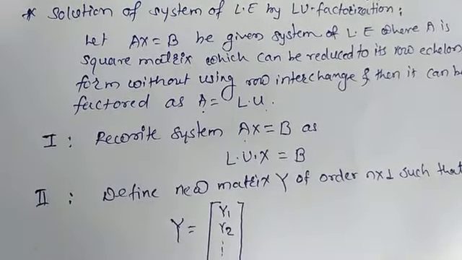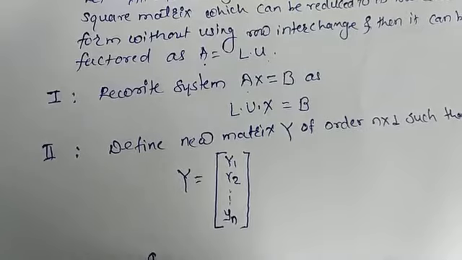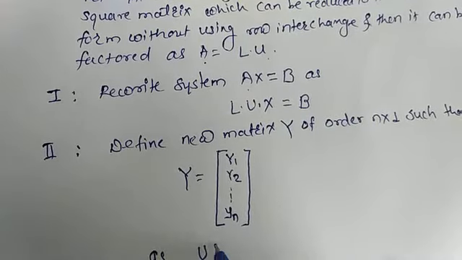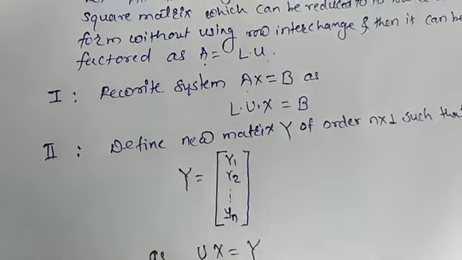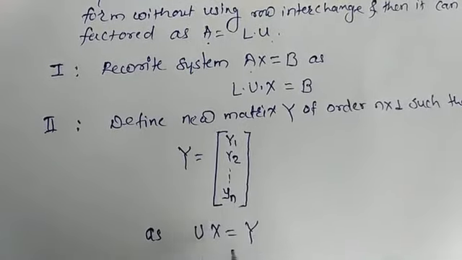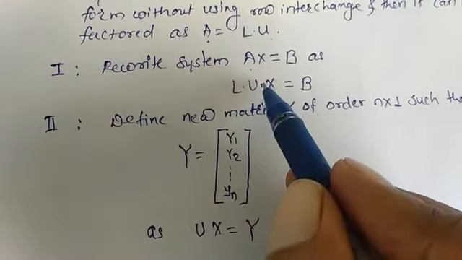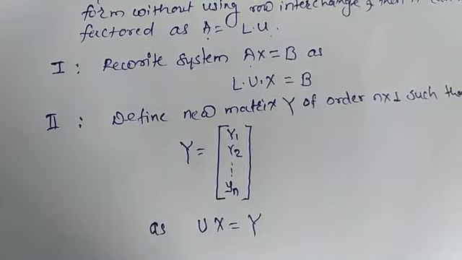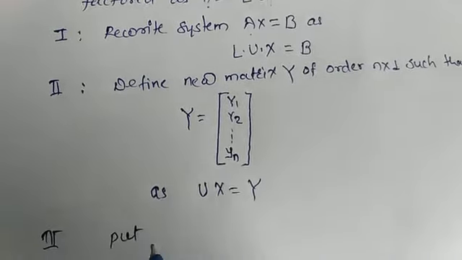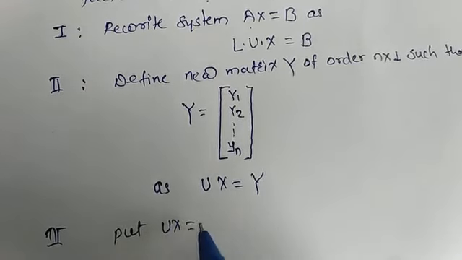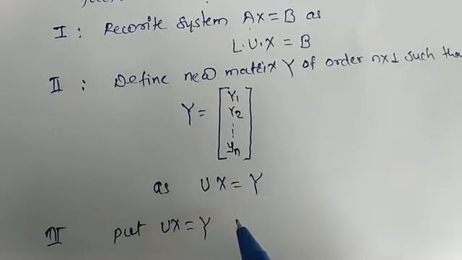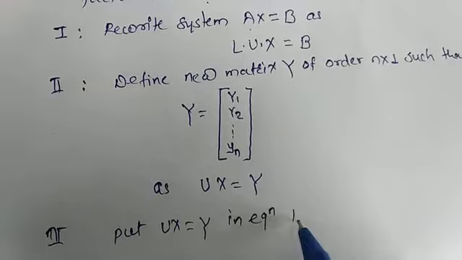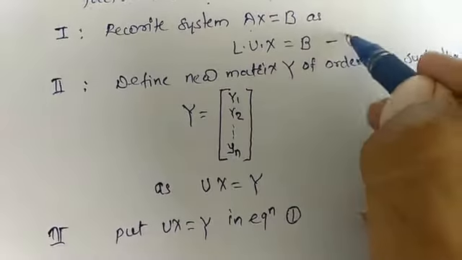Okay, as Ux is equal to Y, that is, we have to put Ux is equal to Y in this system. So in step number 3, put Ux is equal to Y in equation 1. So we write here it as equation 1.